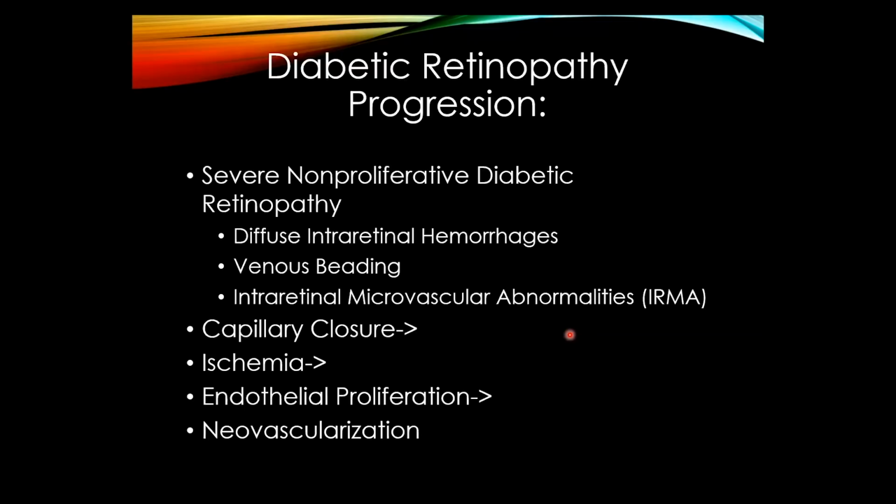And eventually we start seeing the development of little blood vessels growing on the surface of the retina. When they're still confined to the retinal surface, we call them intraretinal microvascular abnormalities, or IRMA for short. Eventually, the capillaries become more and more severely damaged. And as they become damaged, they close, which causes more lack of oxygen delivery to the retina, or ischemia, which then causes more vascular endothelial growth factor to be released and causes new blood vessels to grow on the surface of the retina. It becomes something of a vicious cycle.